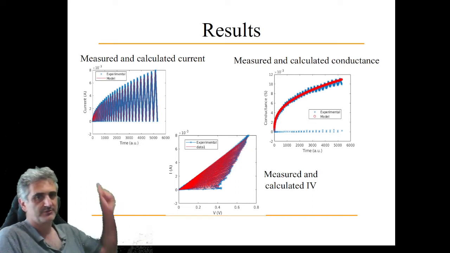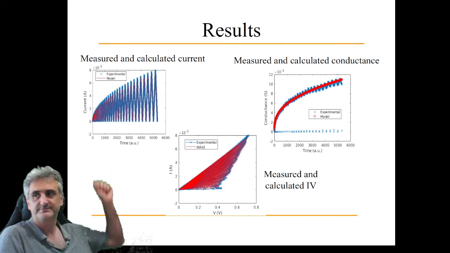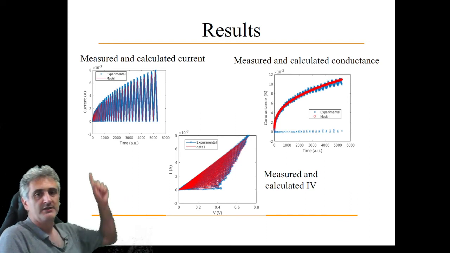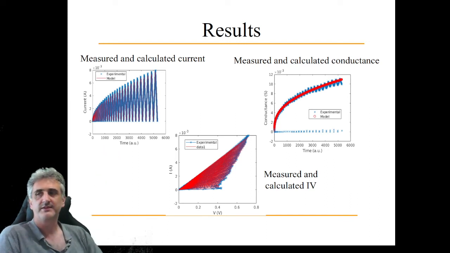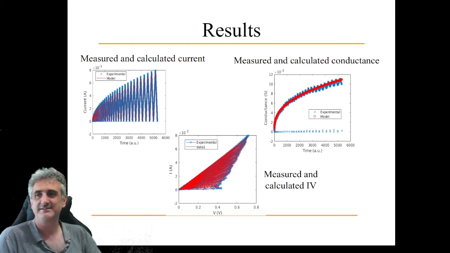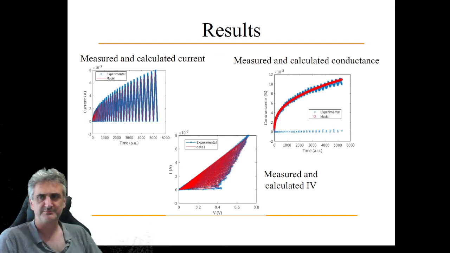We are able to reproduce the IV curves. We are able also to reproduce the current by using the measured voltage. So we measured using current, but then we can reproduce this measured current by using the measured voltage, getting the model. So measuring just in the opposite way. And we are also able to reproduce the conductance.